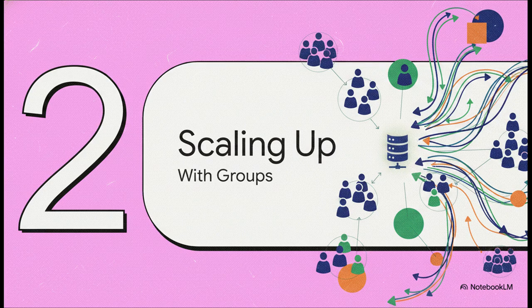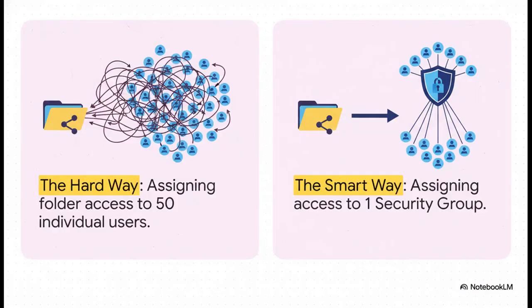Section 2, scaling up with groups. Because even with that copy trick, managing people one by one gets incredibly tedious when your company starts growing. This is a real aha moment. Imagine you've got a secure folder just for HR. The hard way is manually adding all 50 HR employees to that folder's security settings. If someone leaves, you have to remember to go in and remove them.